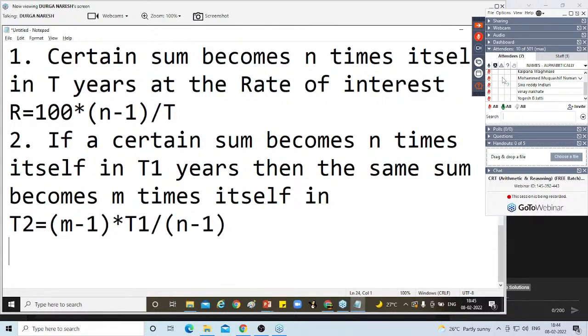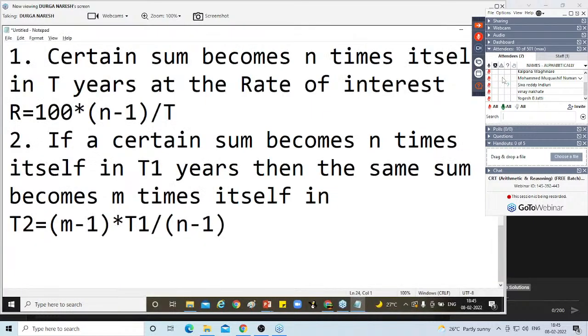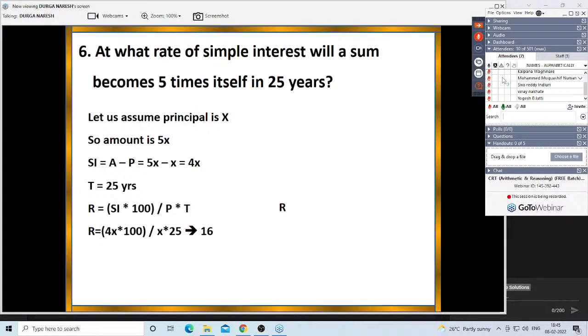Did all of you note down these two formulas? Yes? So, for the example, you have to apply: at what rate of simple interest? What is the formula? R is equal to 100 into (n minus 1) by t. N is the number of times. How many times is given? 5 times. Nothing but 5 minus 1 by the number of years, 25. So 100 into (5 minus 1) by 25. 16% is the rate of interest per annum.